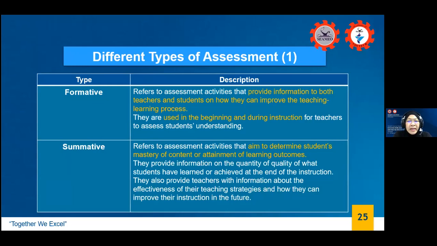Okay. Now, next is summative. Summative refers to assessment activities whose purpose is to determine students' mastery of content or attainment of learning outcomes. So that's why it's called summative. Formative is about forming, shaping. Here, summative, sum, totality.